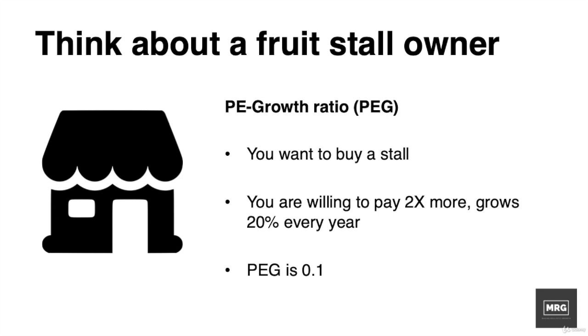In the example of a fruit stall owner again, let's say you want to buy a fruit stall today, and you are only willing to pay 2 times the stall's earnings. And you anticipate that this stall you are about to acquire can grow 20% every year. So the PEG is 0.1. How do you calculate this? You take the PE ratio of 2 because you're willing to pay 2 times more, divided by the 20% growth rate, and you will get a PEG of 0.1.